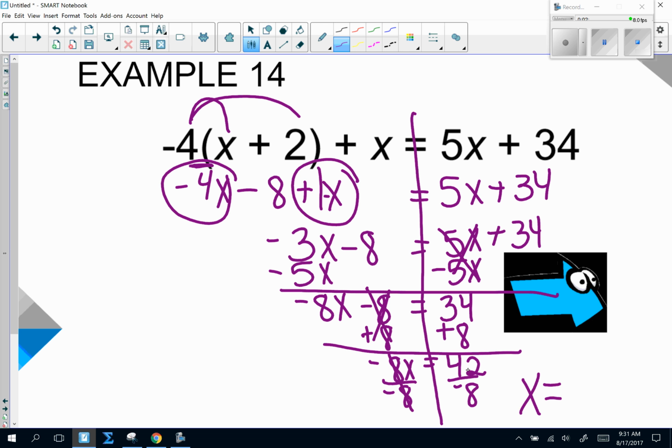So first, a positive divided by a negative is a negative, so I'm going to bring over my negative sign, and 42 divided by 8. Okay, 8 does not go into 42 evenly, so I know I just have to simplify. If you put this into your calculator, you are going to get 21 over 4. So x is equal to -21 over 4.